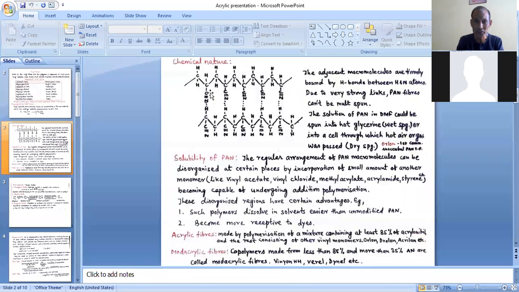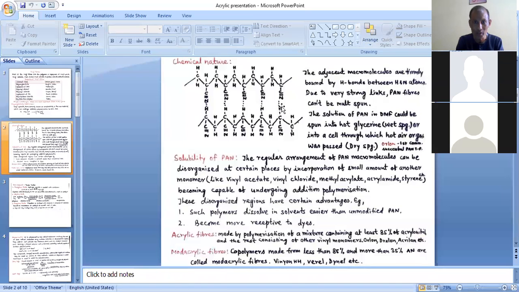CH2, CHCN, CH2, CHCN. So a number of CH2=CHCN, that is vinyl cyanide monomers, are joined together forming a macromolecule, which is shown here. Another macromolecule is shown here. And the adjacent macromolecules are firmly bound by hydrogen bonds, which can be seen here. These dots are showing the bond which is formed between these two macromolecules.